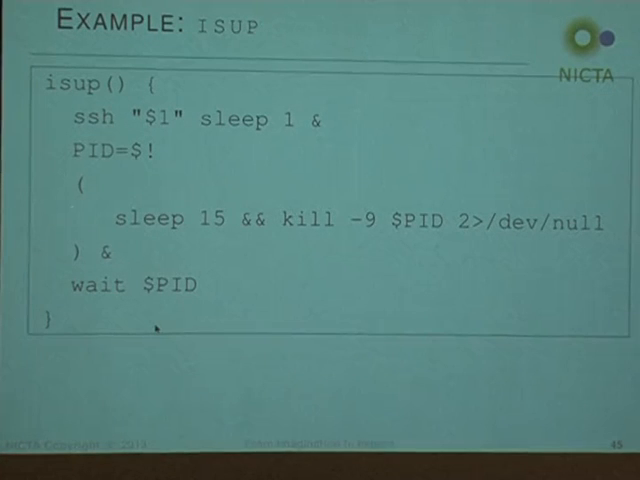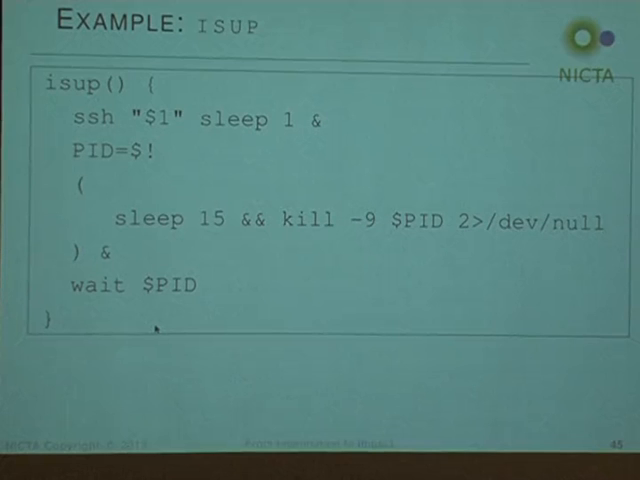So at the same time, in a subshell, we're going to start a sleep 15, and after 15 seconds, we're going to kill that process. All right? So kill -9. And we're going to throw away the result. And we're going to put that in the background too. We're then going to call wait on that process.